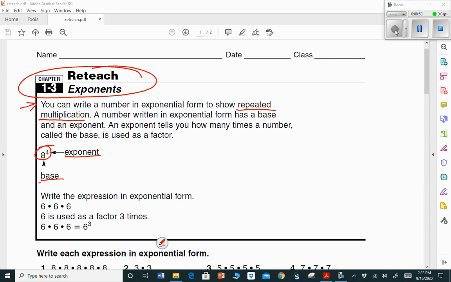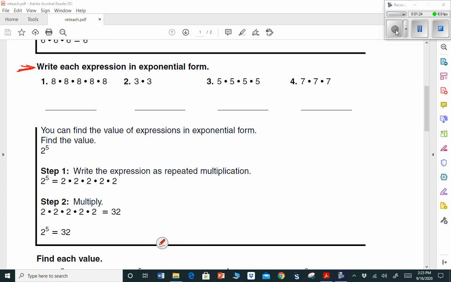Okay, this is a different problem here. 6 times 6 times 6 can be written, this is repeated multiplication right here, and this is in exponential form. So they're saying that we have this 6 and is multiplied times itself 3 times. So 6 is the base and 3 is the exponent. I think you'll find this to be fairly simple.